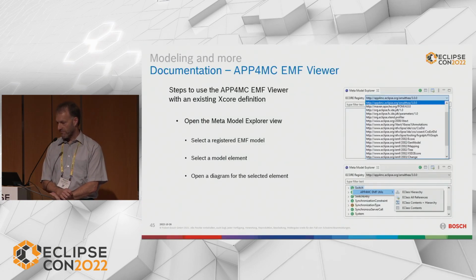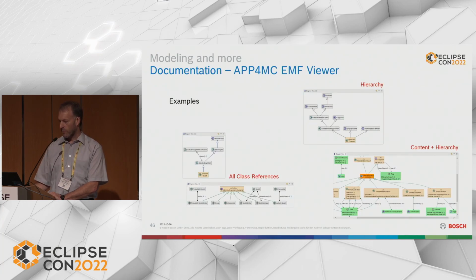So one thing we showed a few years ago in the modeling symposium is this EMF viewer. So we have a meta model explorer. Every EMF model that is available in your workspace will appear in this list. Simply select it and you will get all the classes that are involved, and you can initiate some diagram generation based on this input. And examples are you can show the hierarchy, you can show the context of an object with all its relationships, and you can also see where a class is used in this model. That was especially helpful for the migration part.